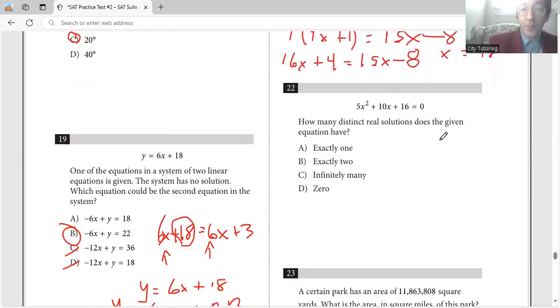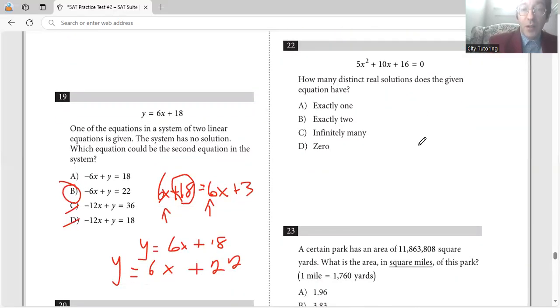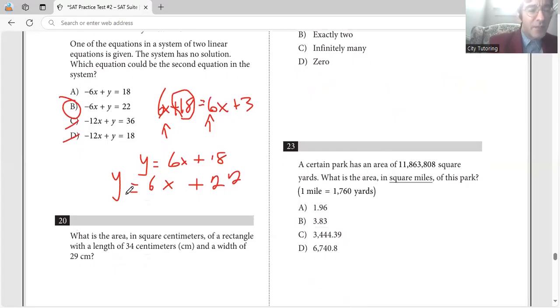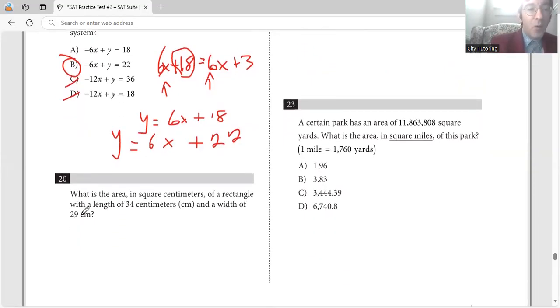All right. Number 22. Oh no, I realized I skipped. Sorry, I didn't realize there was number 20 on the bottom here. What is the area in square centimeters? Okay, the area of a rectangle. Area of a rectangle is length times width. So that's 34 times 20.